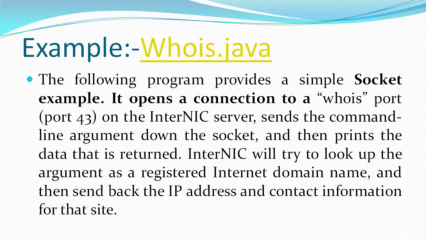Example: we have one example, Whois.java. The following program provides a simple socket example. It opens a connection to a whois port, port number 43, on the Internet server, sends the command line argument down the socket and then prints the data that is returned. The server will try to look up the argument as a registered internet domain name and then send back the IP address and contact information for that site. See this example.